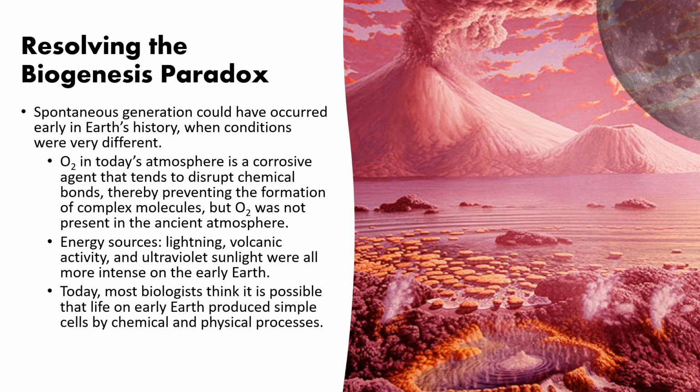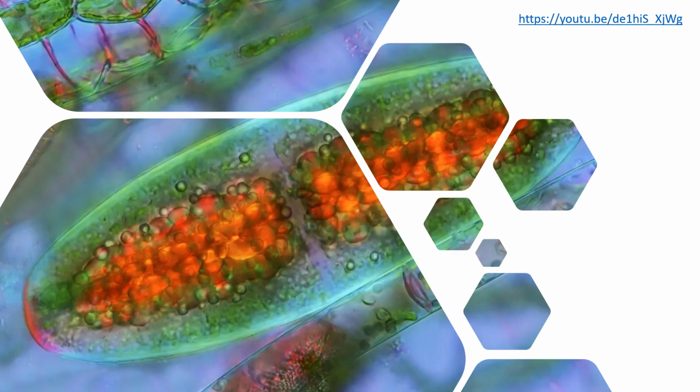So many biologists believe that it is very possible that early conditions on the planet would have been perfect for the simple chemical and physical processes that would have created life. So this is going to be a video that will describe early life on the planet and some of the conditions that would have needed to be present for life to spontaneously occur.